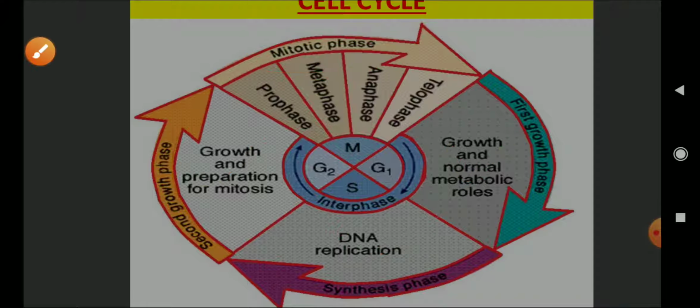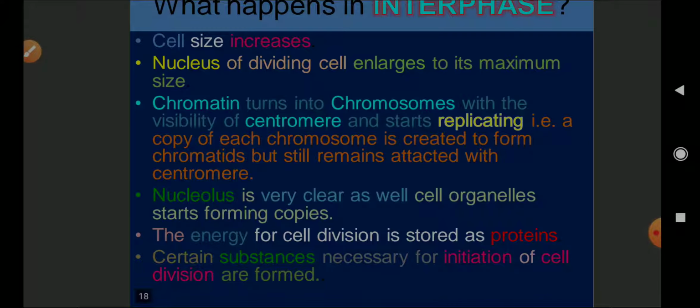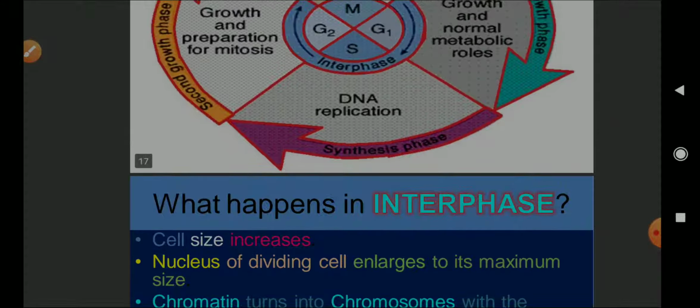Let us move further. So what happens in the interphase? Cell size increases, nucleus of dividing cell enlarges to its maximum size, chromatin turns into chromosomes with visibility of centromere and starts replicating. That is, a copy of each chromosome is created to form chromatids but still remain attached with the centromere. Nucleolus is very clear, as well as cell organelles start forming copies. The energy for the cell division is stored as proteins, and certain substances necessary for initiation of cell division are also formed. So these are the things that take place in the interphase.